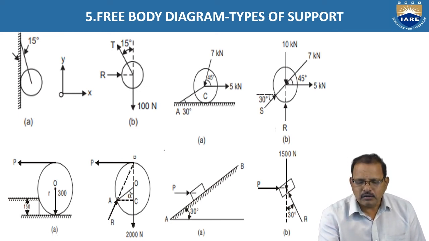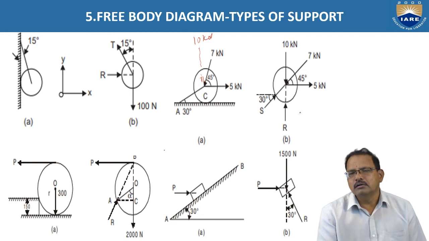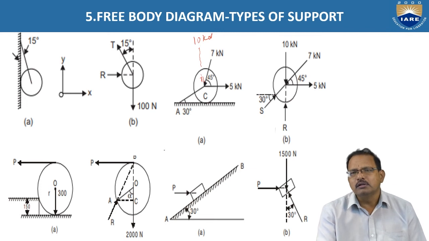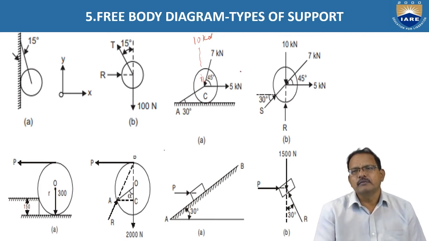Here, for drawing the free body diagram for the second figure, the weight is acting vertically downward, 10 kilonewtons. 7 kilonewtons force is also acting at its center. 5 kilonewtons acting in horizontal. But the body is in horizontal position. The body is in the equilibrium position due to the cable which is attached at a point A, which is making an angle of 30 degrees.